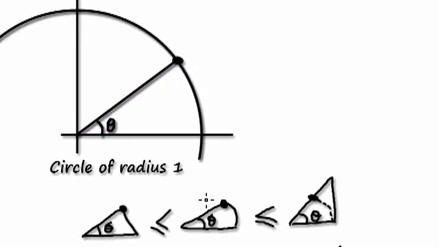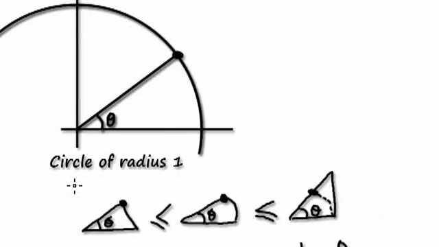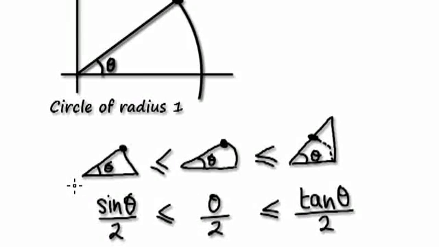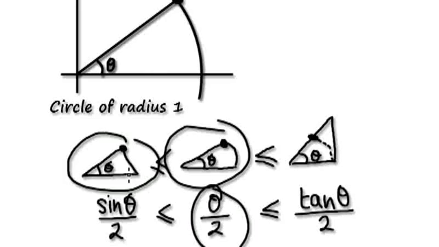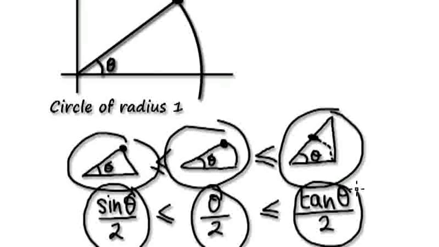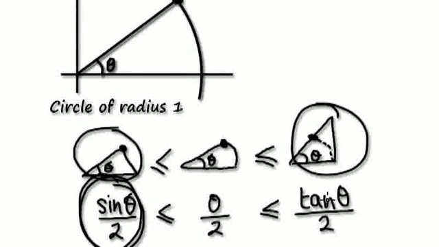So we can actually write this statement here. Well, the area of this bit here is theta over 2. The area of this here is sine theta over 2. The area of this is tan theta over 2. Now, if you don't understand why the area of this here is sine theta over 2 and the area of this is tan theta over 2, then watch some of the earlier videos.